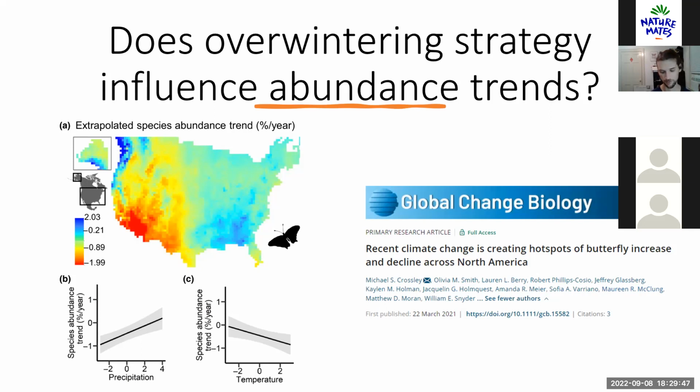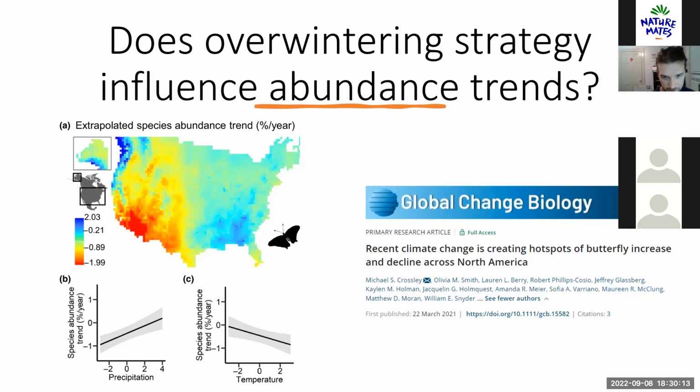Phenology offers a way for a species to adapt to climate change. Climate change is known to impact butterfly trends, so you might expect this trait to also be important to abundance trends. So this is work that we're still working on, but I have some results I will share with you.